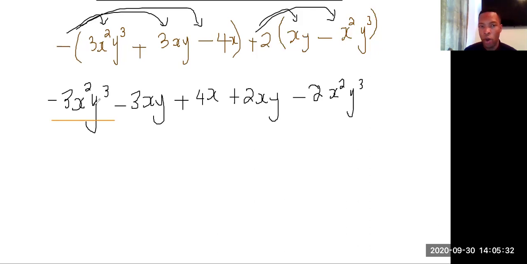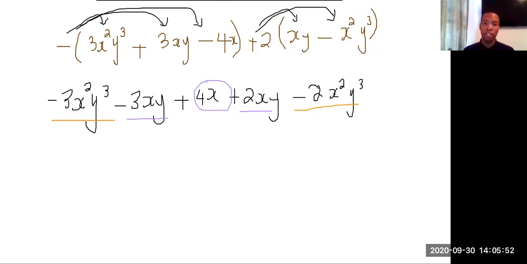Now I have to go in and group my like terms. This one has x squared y cubed, and this one has x squared y cubed, so those two go together. This one has xy, this one has xy, so those two go together. This one is the only one that's going to stand alone because I have nothing else to group it with.